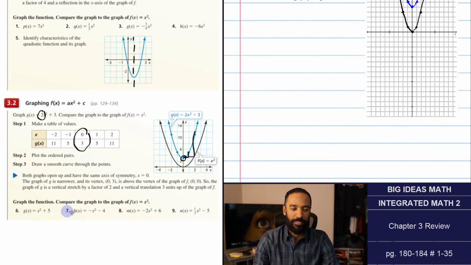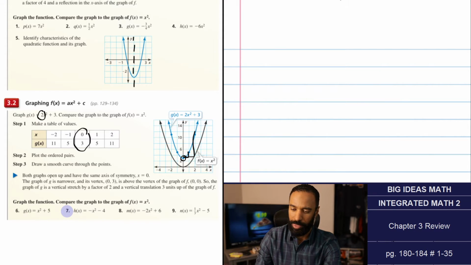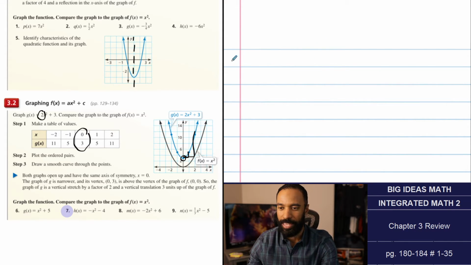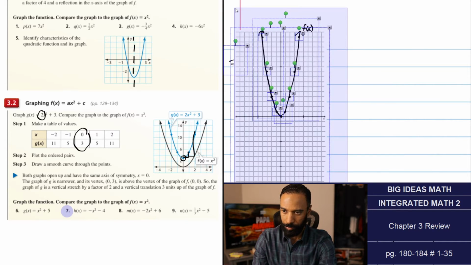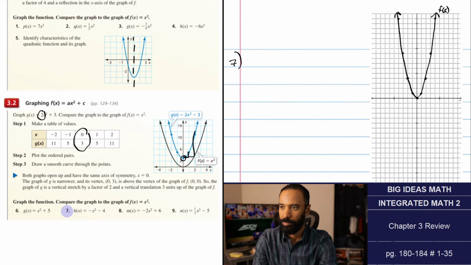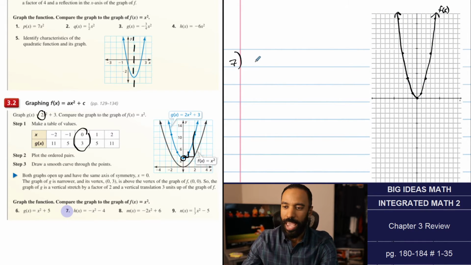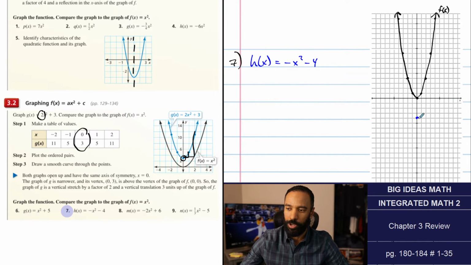h of x equals negative x squared minus 4. So there are a couple things going on there, and I'm probably, once again, glad that I have this whole tall graph to deal with. Let's move way over here. So this is h of x equals negative x squared minus 4. The minus 4 is a vertical translation 4 units downward.